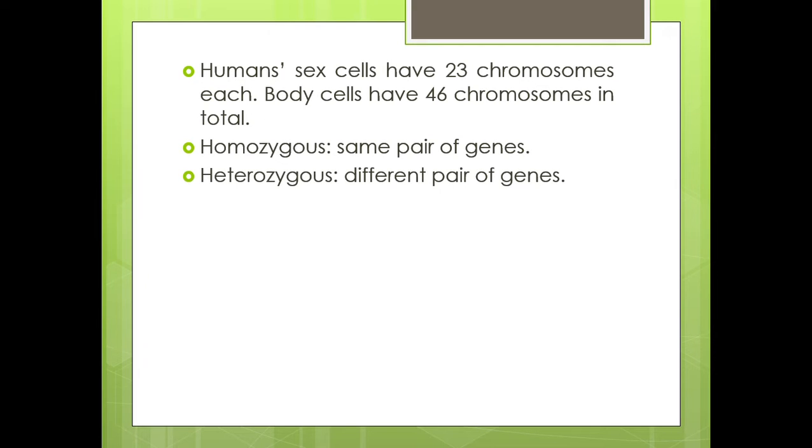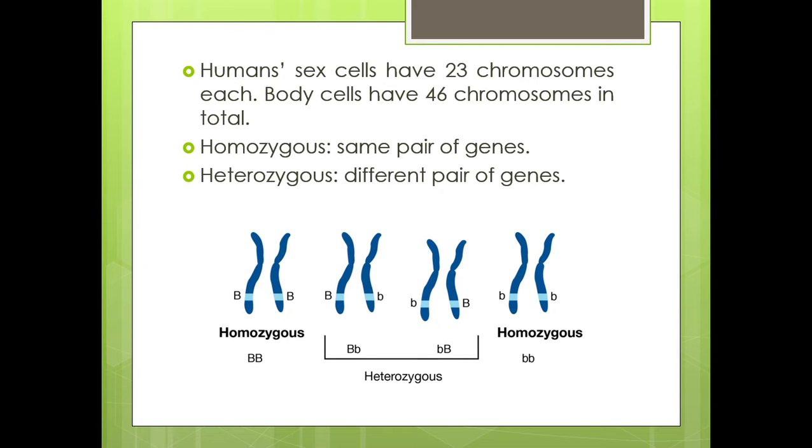And here we have two very important concepts. We have homozygous and heterozygous. So homozygous means that the organism has the same pair of genes. You can take a look at the picture that we have right below. And in the example on the left, we have homozygous because the combination of genes is exactly the same. We have capital B and capital B.